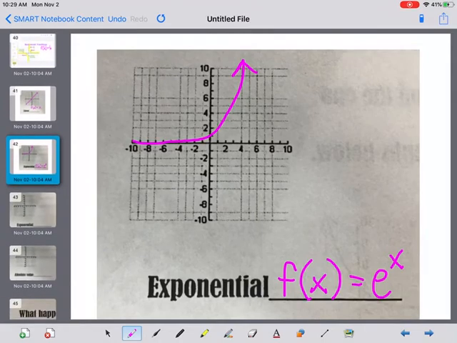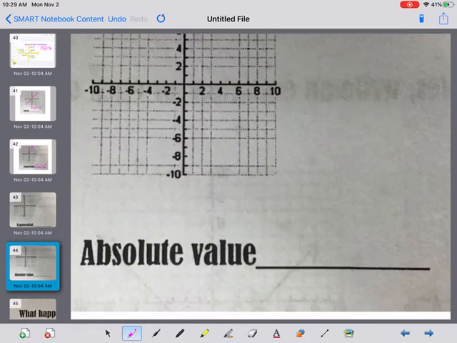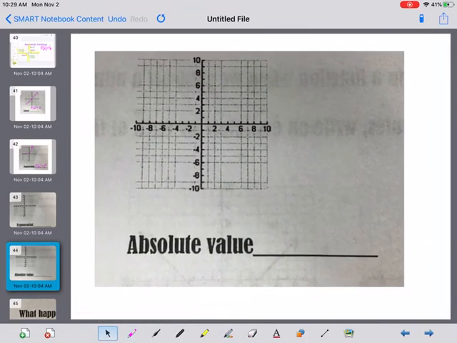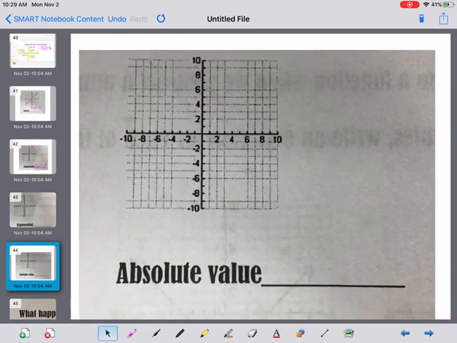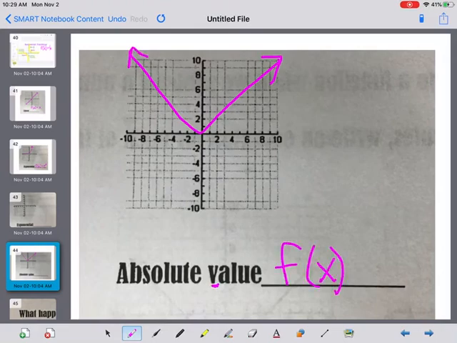And then our last one was absolute value. What does absolute value look like? Do you guys remember? This one was our easier one because it has the shape in its name. A V for value, and it starts at 0. So we have f of x equals the absolute value of x.